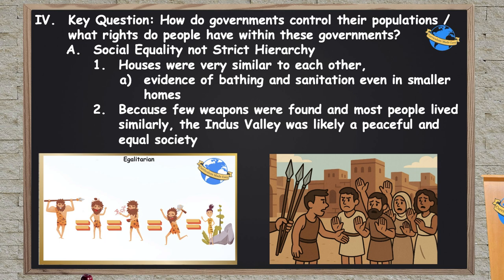How do we know this? Well, some of the evidence points to this: the houses were all kind of similar to each other in their design, maybe not always in size, but in design. They all had access to bathing areas inside each home, sanitation areas inside even the smaller homes.